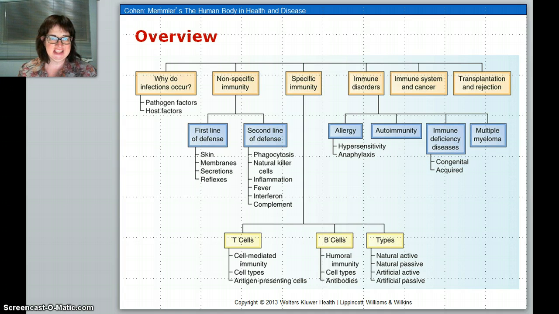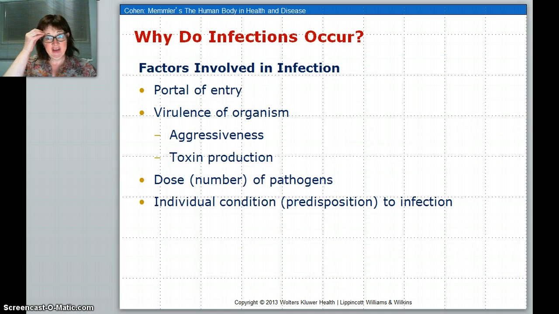So let's get started. Why do infections occur? Infections occur because there is a portal of entry, and this is obvious when you have a cut or a wound, a large wound, or something. If you're burned, you have allowed organisms in. Also, the mouth and nose, very good for getting in organisms.